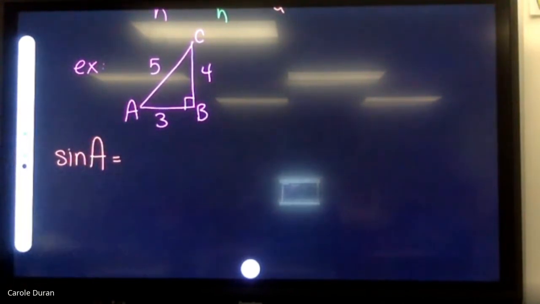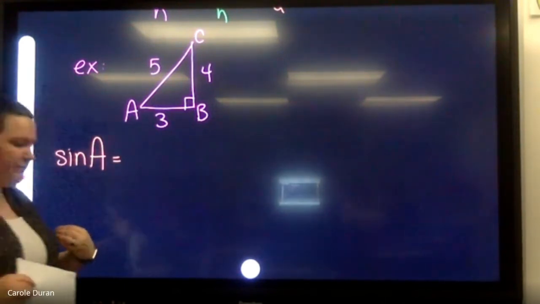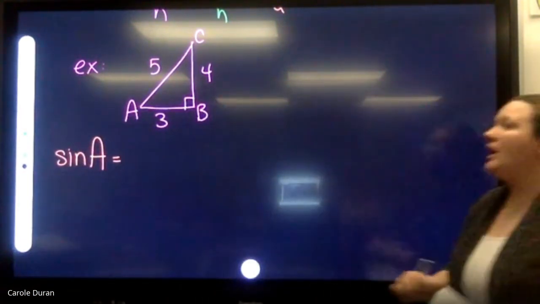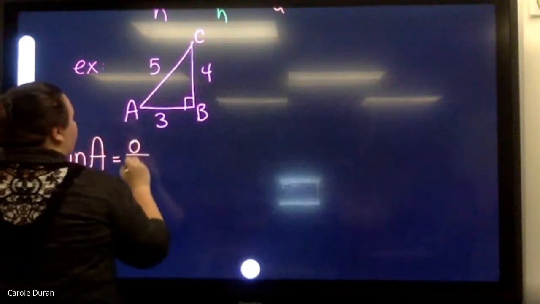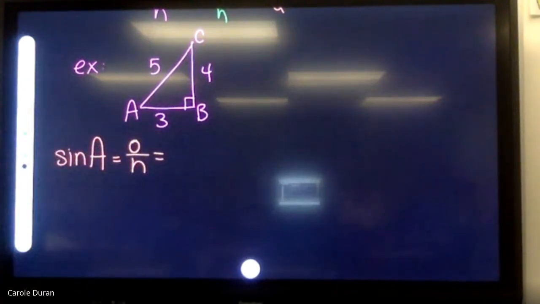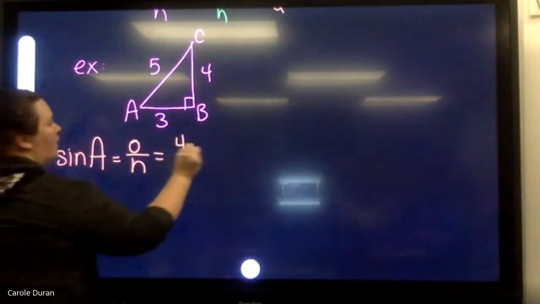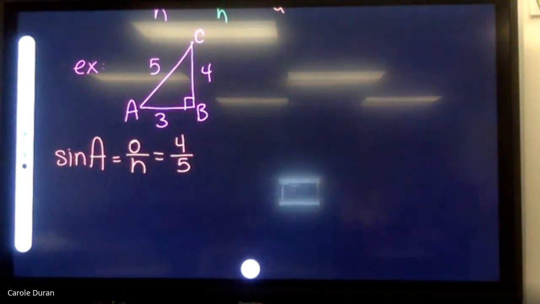I write that as SIN, because that's the abbreviation for sine, and then the angle that I'm looking at. Here, that's A. So I need to look back at my list of trig ratios and identify that sine is what over what? Opposite over hypotenuse. What side is opposite angle A? 4. What's the length of my hypotenuse? 5. So sine of angle A is equal to 4 over 5, and that's it. You don't have to do any math. The only thing you'd have to do is reduce the fraction if possible.